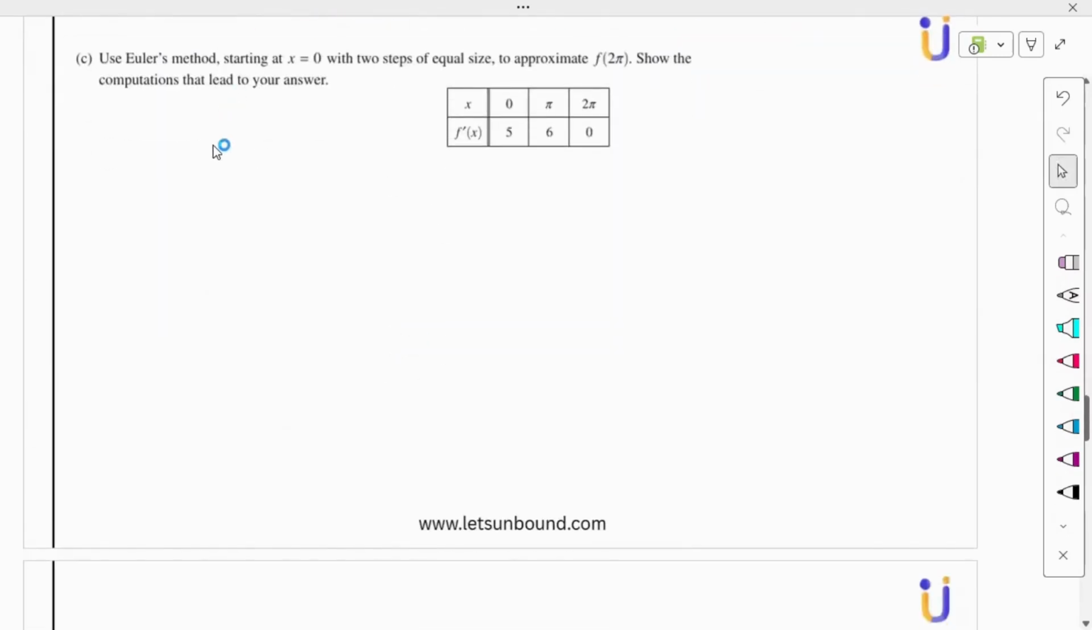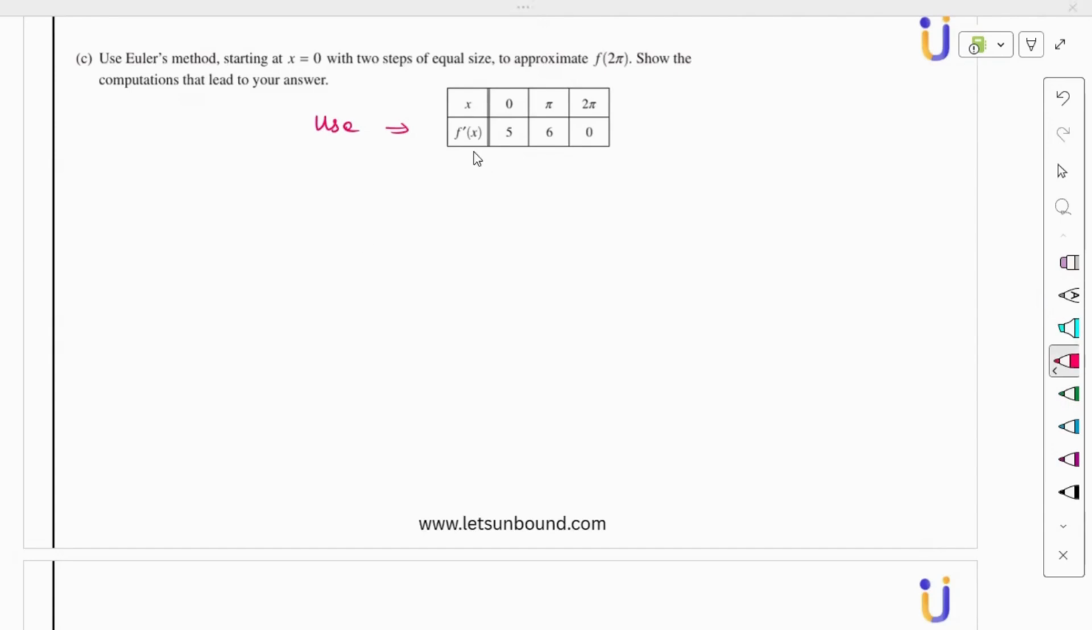Use Euler's method starting at x equals 0 with 2 steps of equal size to approximate f of 2 pi. Show the computations that lead to your answer. Yes, Euler's method, we're going to approximate f of 2 pi. All we have is a table of values for f prime of x, but we need to approximate f of something like 2 pi. This will be a good review and recall for Euler's method. So we are going to use this table also. The initial condition is very important.